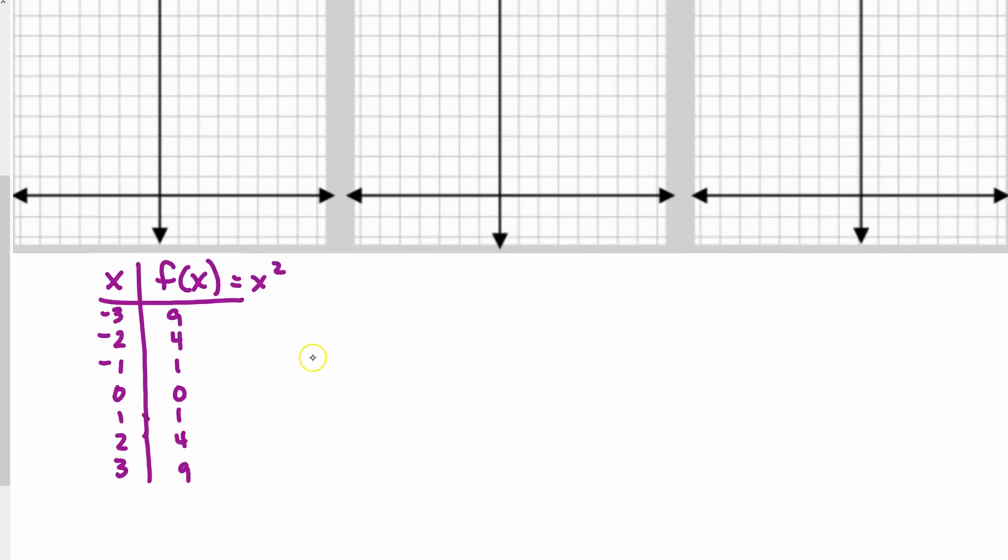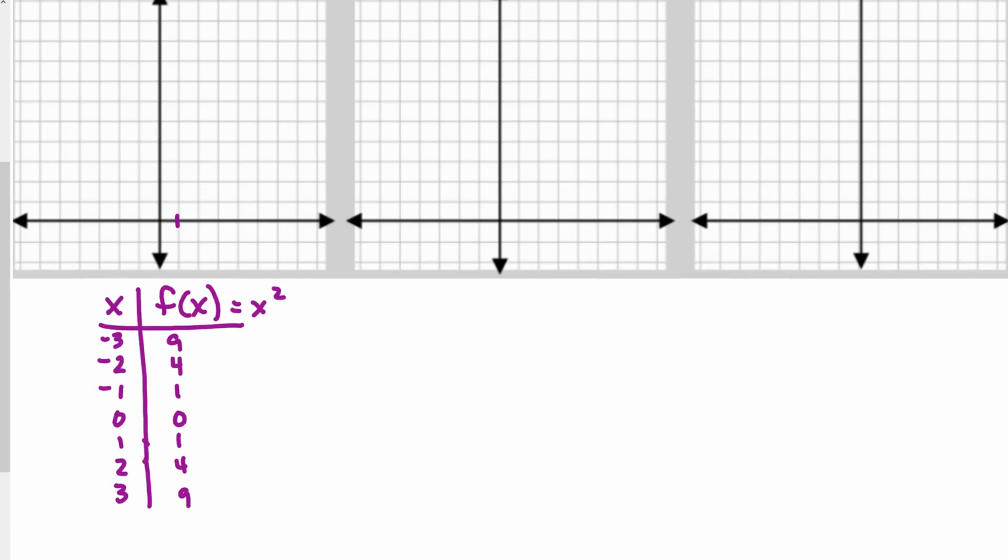Okay, I think I'm going to make my scale go by ones on both axes. 9's up here. Okay, so we can plot these points. -3, 9, -2, 4, -1, 1, 0, 0, 1, 1, 2, 4, 3, 9. And then, of course, there would be infinitely many other points, and they're going to form this shape, which, sorry, mine is kind of wiggly. Make it nice and smooth, not pointy. This is a parabola.